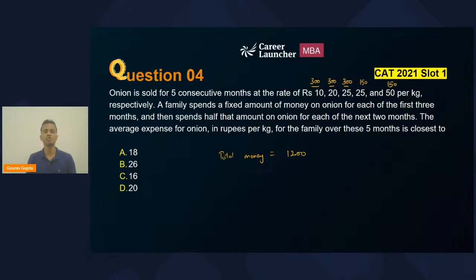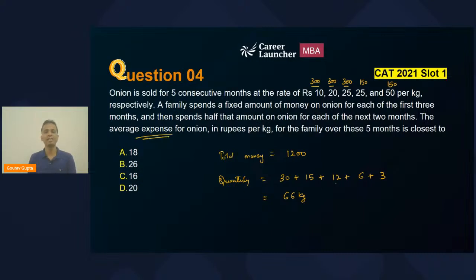So total money spent is 1200 rupees, and now the quantity bought. In the first month, 300 rupees are spent and the rate was rupees 10, so 300 upon 10 is 30 kgs. In the second month, 300 divided by 20, 15 kgs. Third month, 300 divided by 25, 12 kgs. Then 150 divided by 25, 6 kgs. And then 3 kgs. So 45, 60, 66 kgs is the total quantity bought. Money spent in total is 1200 and the quantity bought in total is 66.